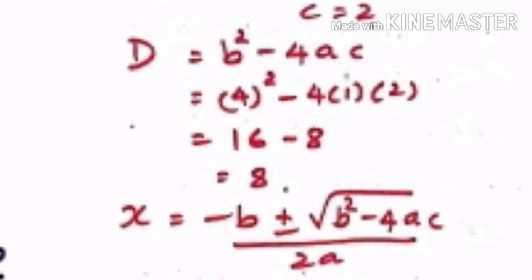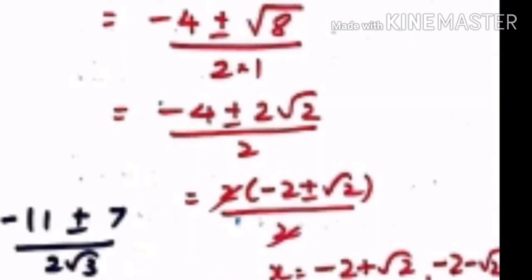Now place our formula to find roots, that is x is equal to minus b plus or minus under root b square minus 4ac upon 2a. So then place the values there: minus b, that is minus 4, plus or minus under root 8 upon 2 into 1. So minus 4 plus or minus 2 root 2. You know that under root 8 is under root of 4 2s, and square root of 4 is 2, and then under root 2 remains.